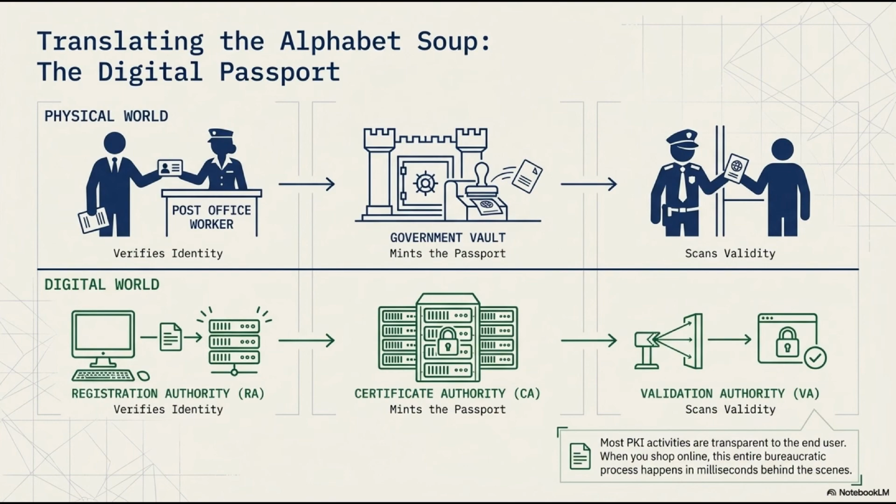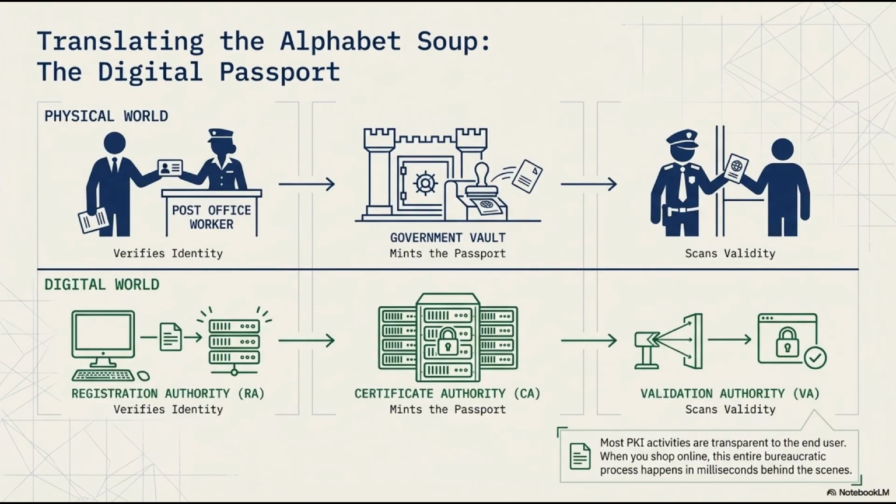Right, like the Registration Authority or RA. Exactly. In the physical world, the RA is basically the post office worker who examines your driver's license and your birth certificate when you apply for a passport. They're verifying your physical identity. Right. So in the digital world, the RA is the entity that verifies the real-world identity of the person or the corporation that's requesting a secure certificate.